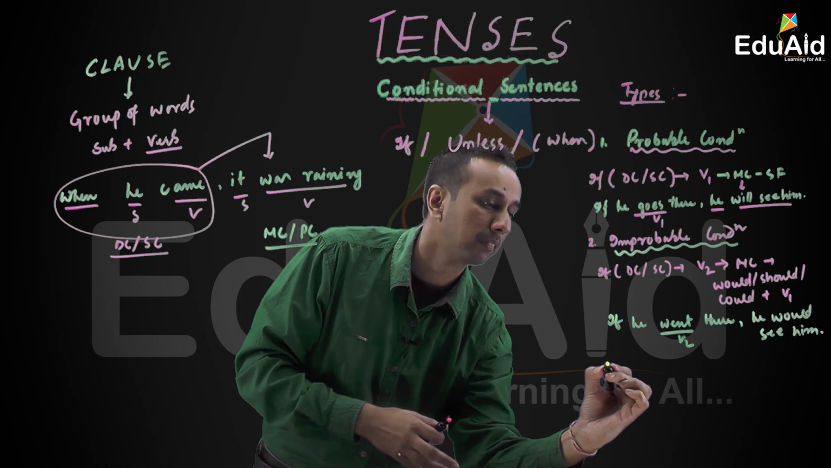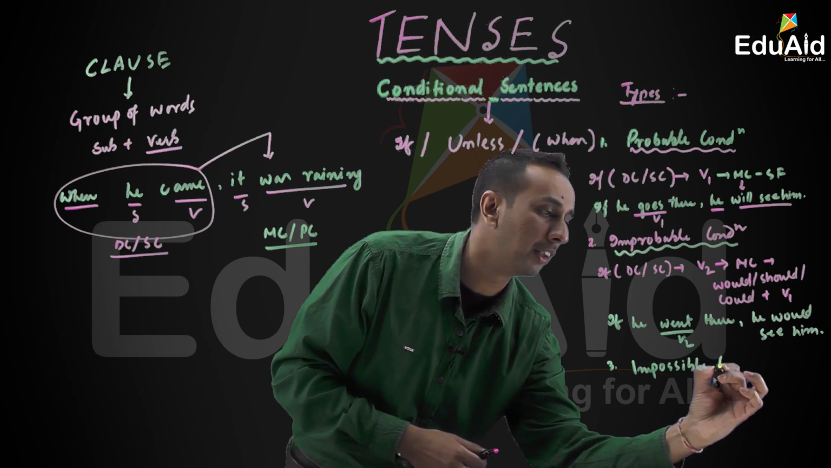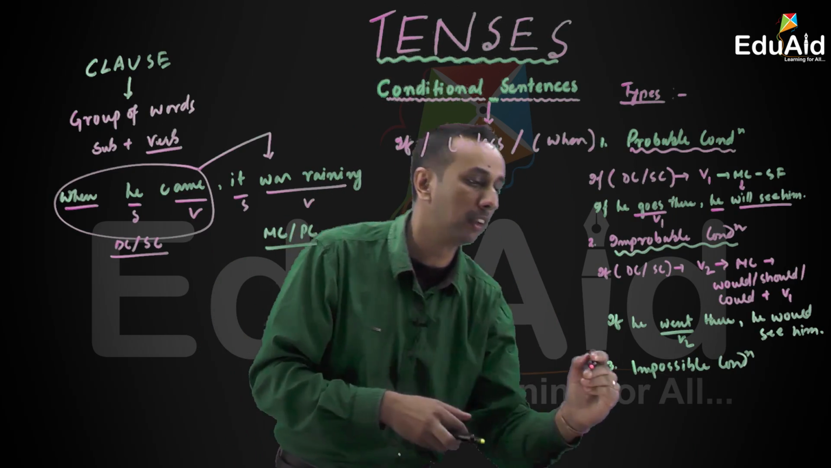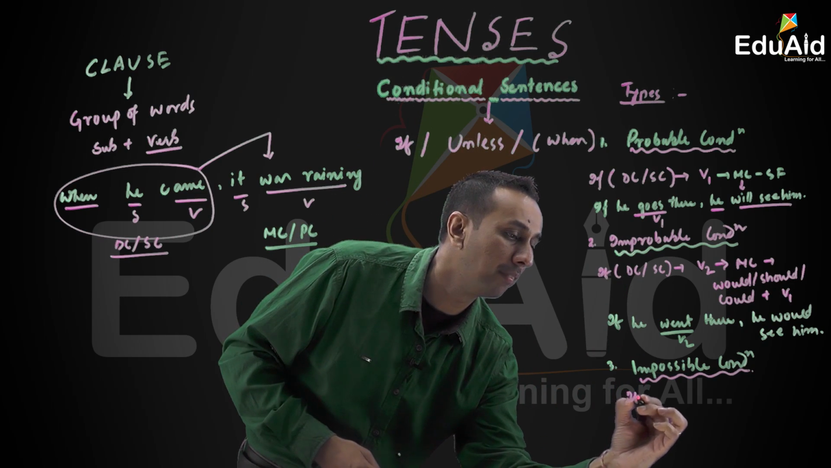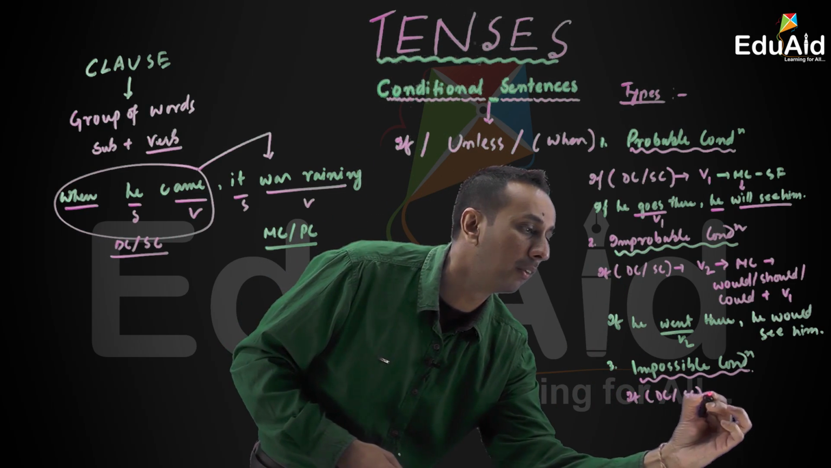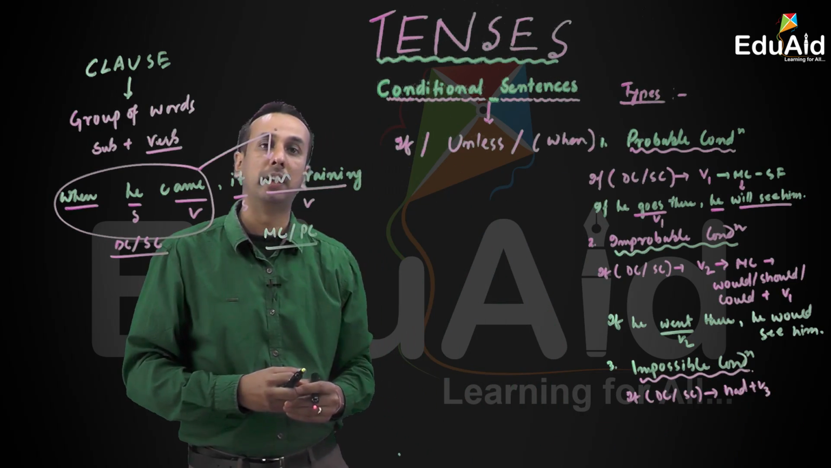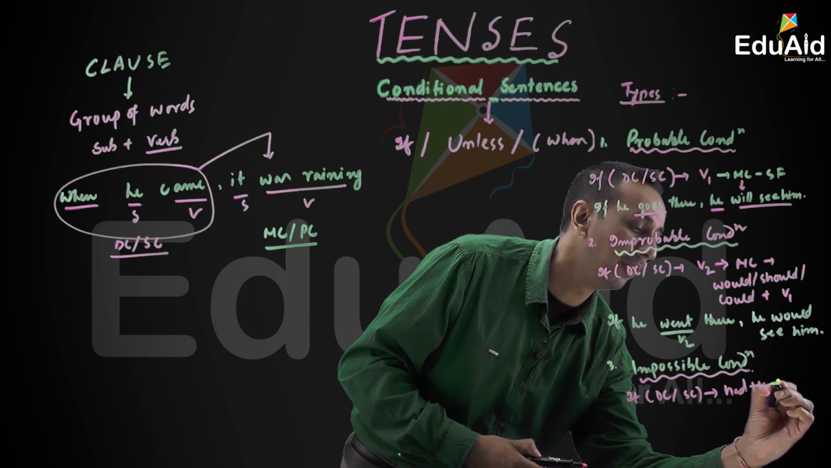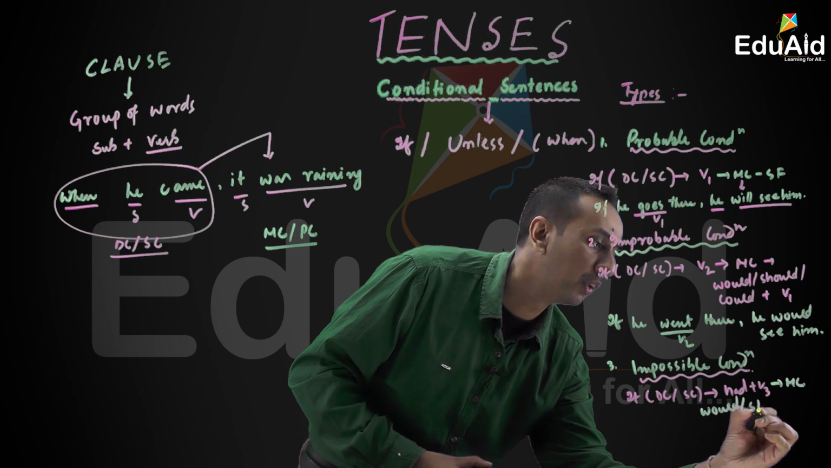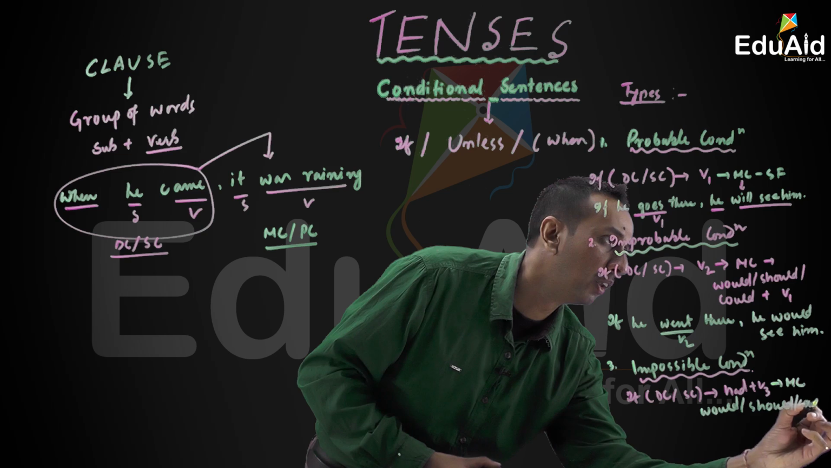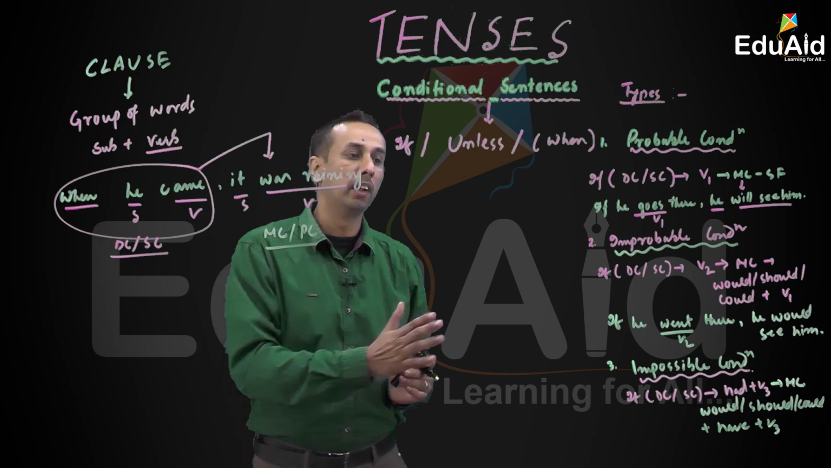Number 3, impossible condition. How will the structure be in an impossible condition? Here the if clause, DC or SC2, will be given in past perfect tense, meaning had plus V3, and after that the main clause will be in would, should or could plus have plus V3 form. Would, should, could, then have plus V3 form.